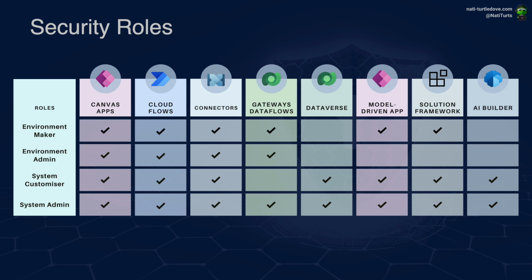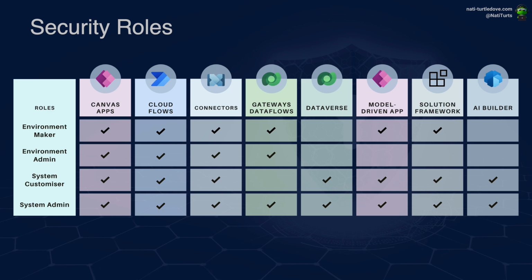So for instance, the environment maker security role basically gives users the ability to create Canvas apps, to create cloud flows, and initiate their own connection references. If you look really carefully for that one, you can see we've got the connector icon that I left out from the first slide. So again, I apologize for that. They've also got access to gateways and data flows. They can create model-driven apps, potentially create solutions and add objects to that. It's kind of enabling makers within an environment.